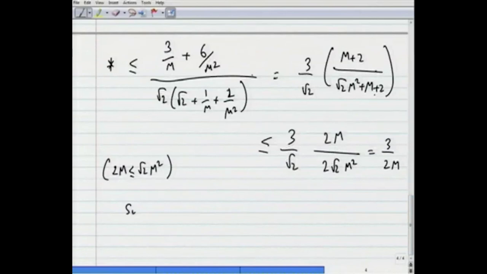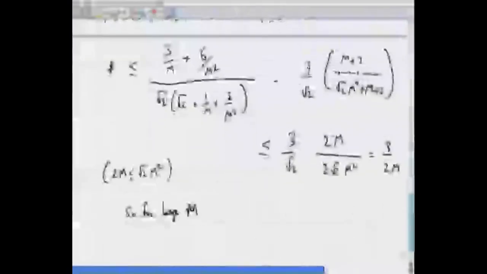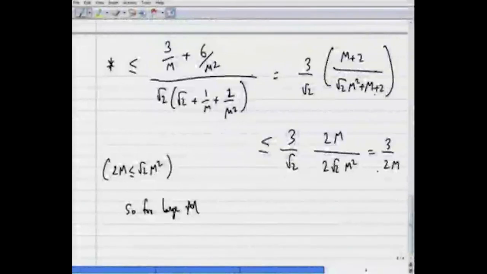So for large m, which means if mod z is greater than or equal to a very large number, this star is arbitrarily small.